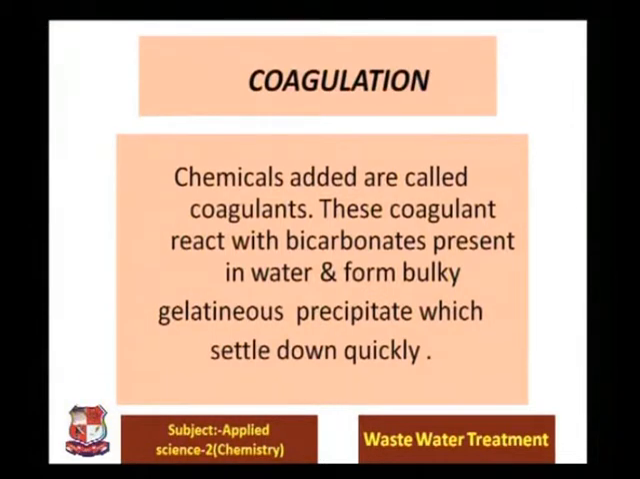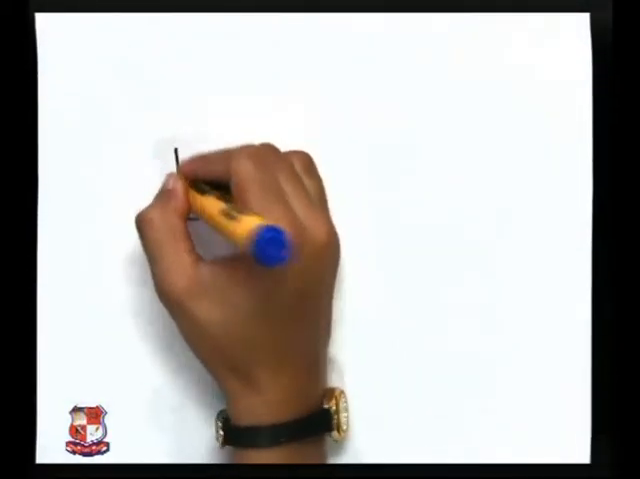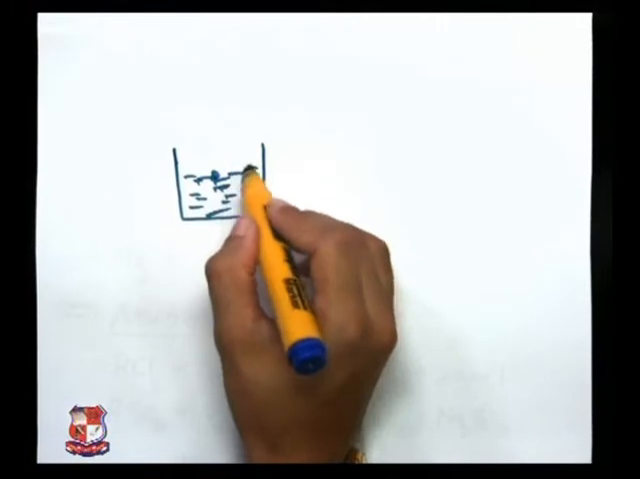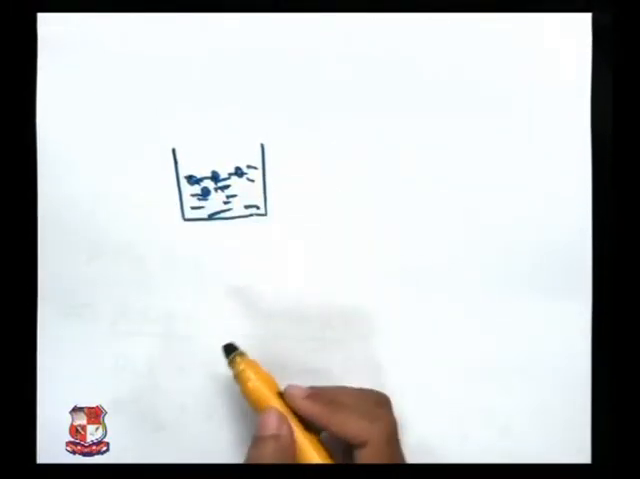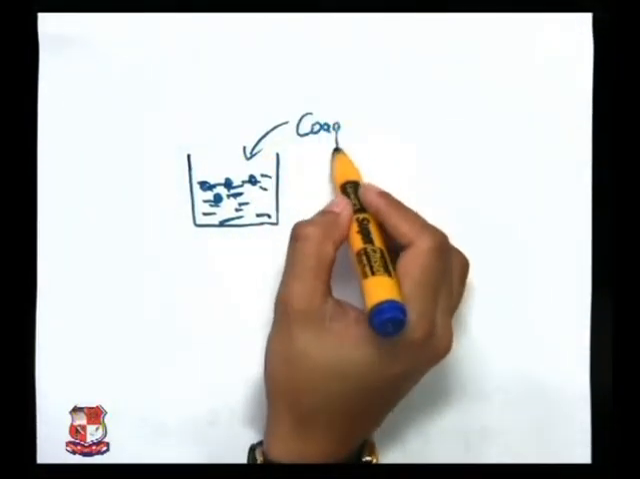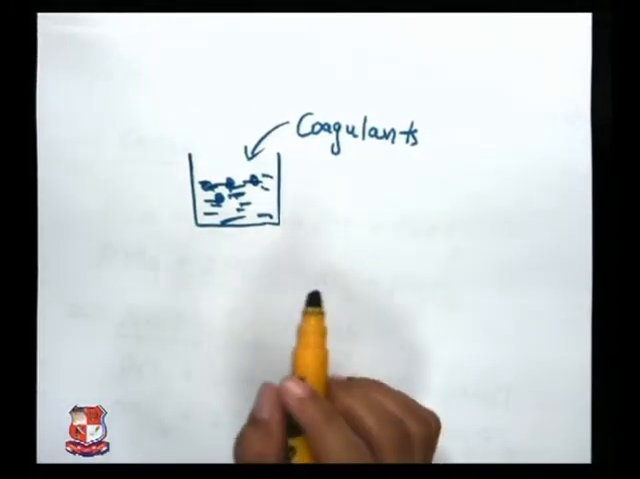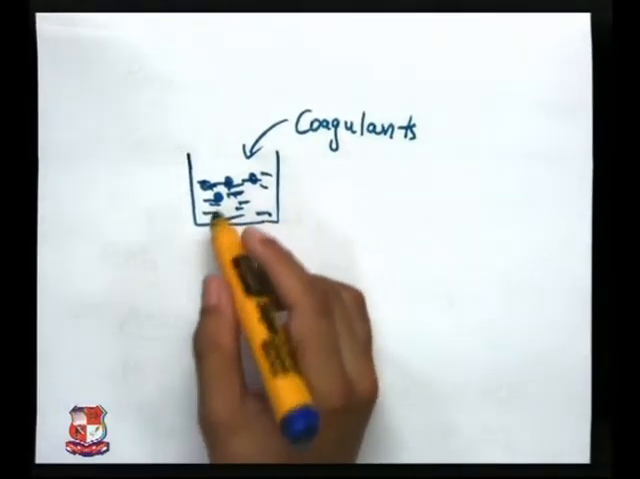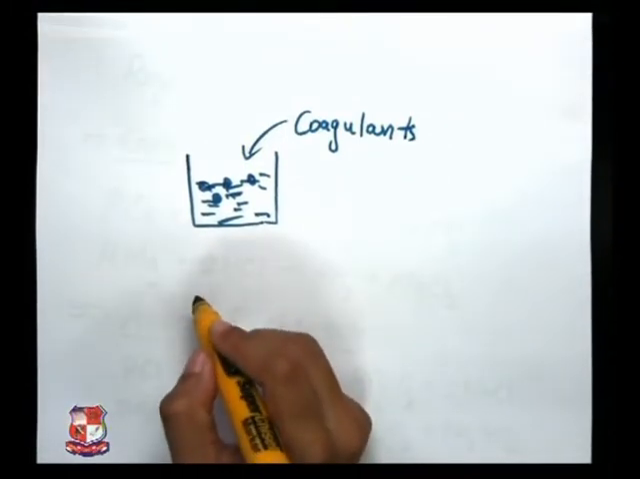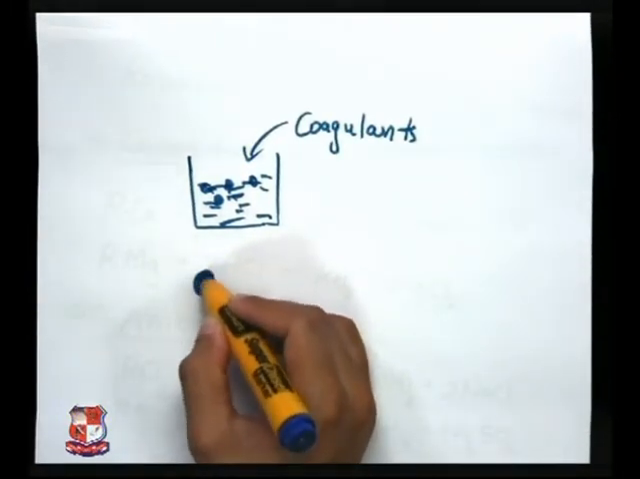In the coagulation, what happens? There are certain particles. Suppose I have here this water, and there are certain impurities, or you can say certain particles, which are not ready to settle. Then what will happen? You are going to add coagulants here. When you add this coagulant, it is going to combine with these particles, that is the bicarbonates present in the water, and they are going to form a big bulky precipitate.